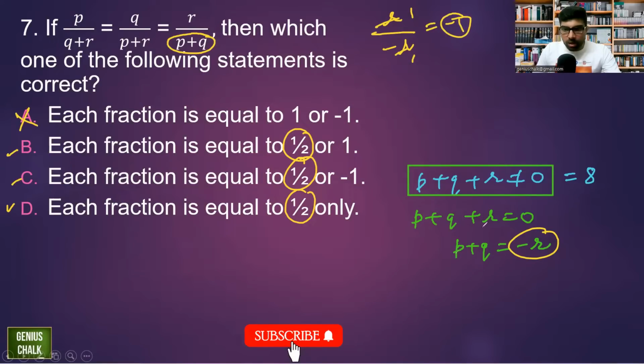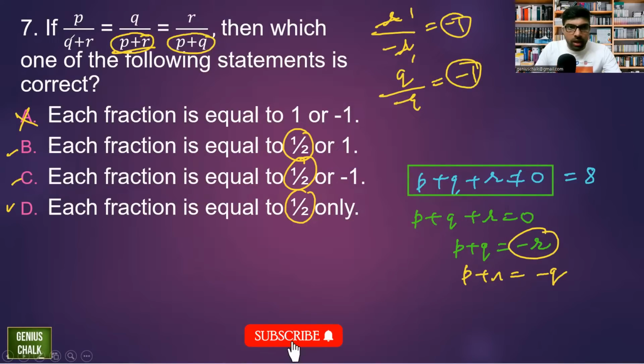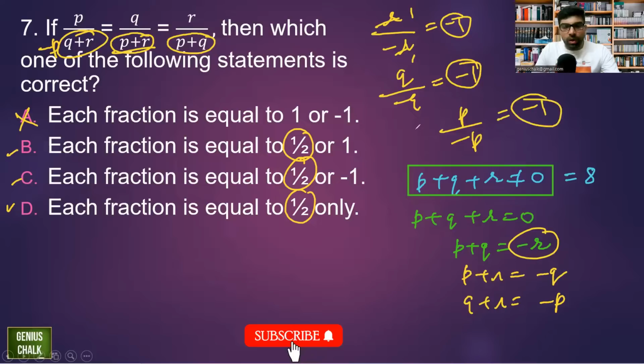Next, if you place P plus R, that is minus Q. Where is P plus R? It is here. So it is Q by minus Q, so here you again get minus 1. And if you want to find Q plus R, that will be minus P. Putting it here, P by minus P is also giving you minus 1. So guys, the correct answer has to be half or minus 1. So this C option is my correct answer. It could be half or it could be minus 1, a logical question.